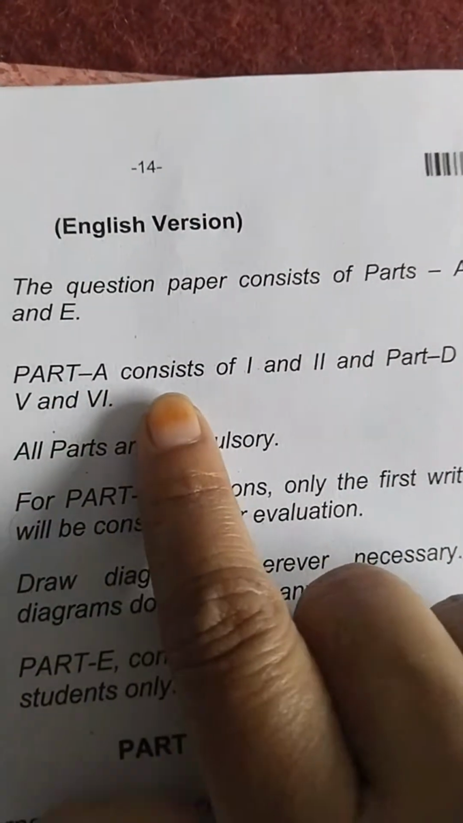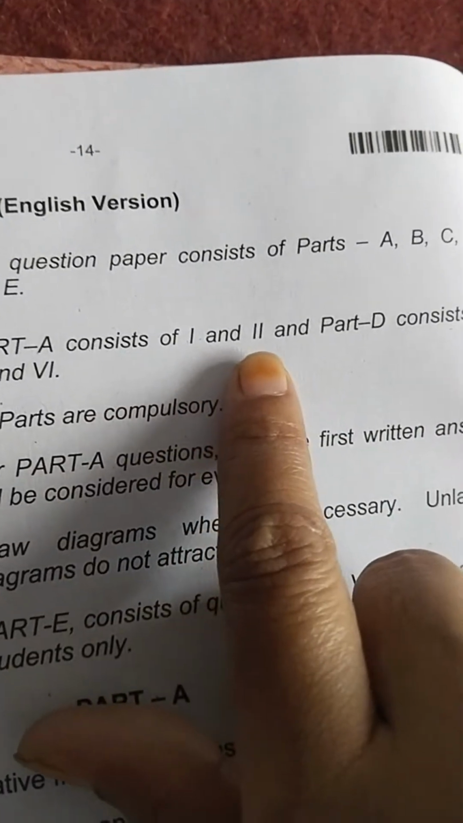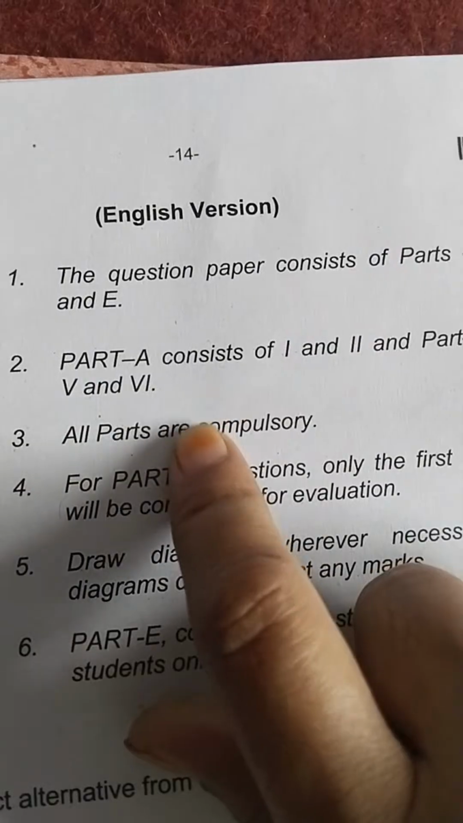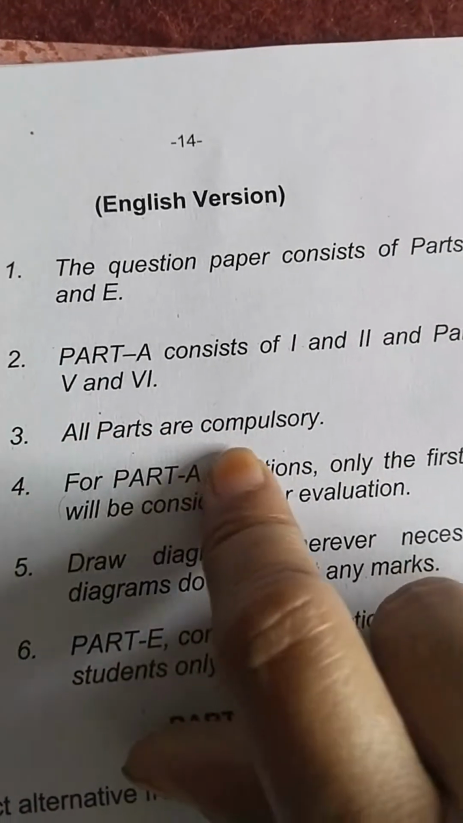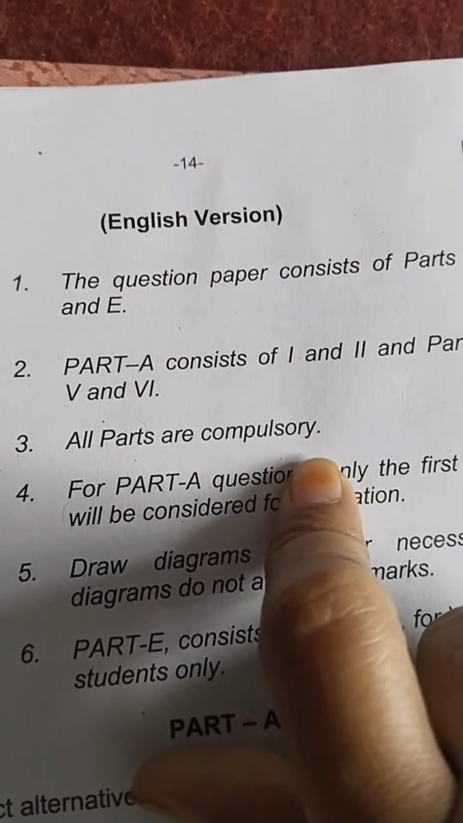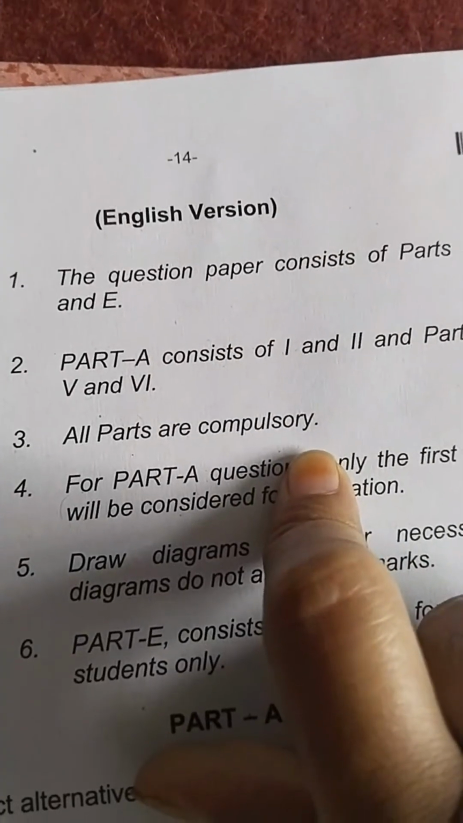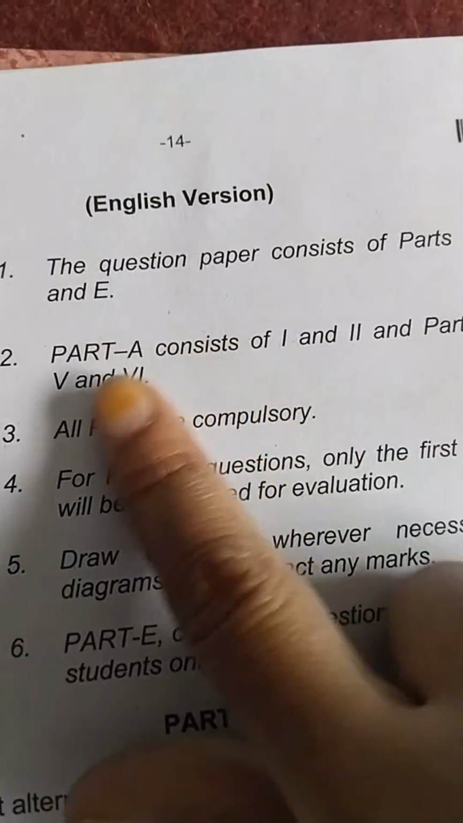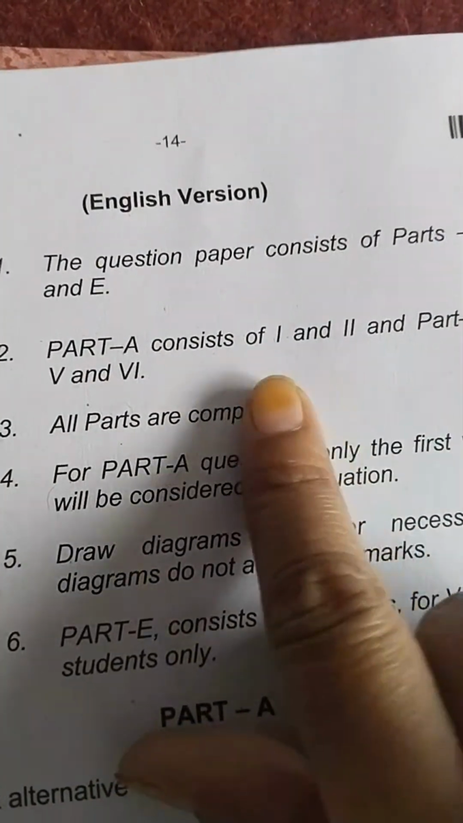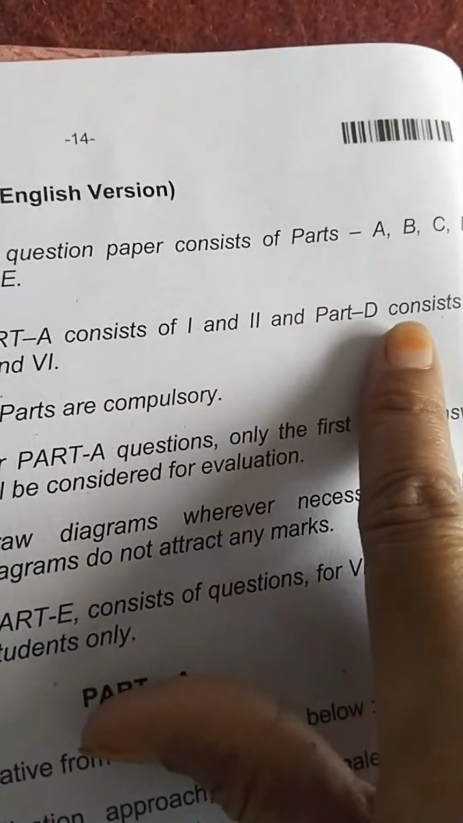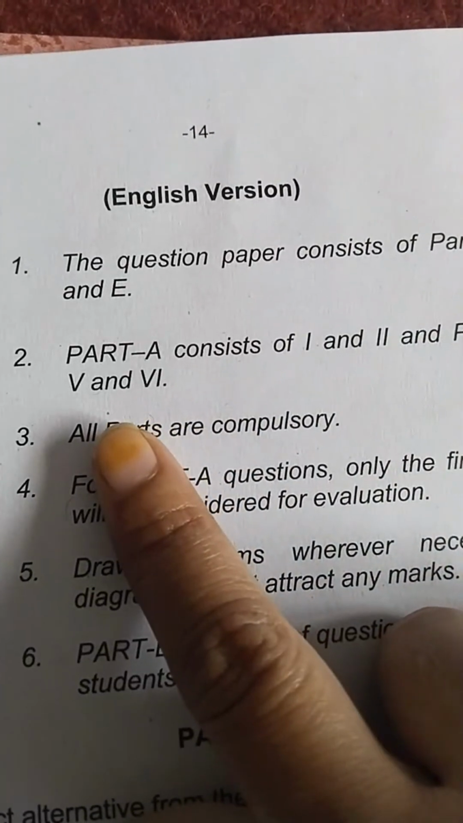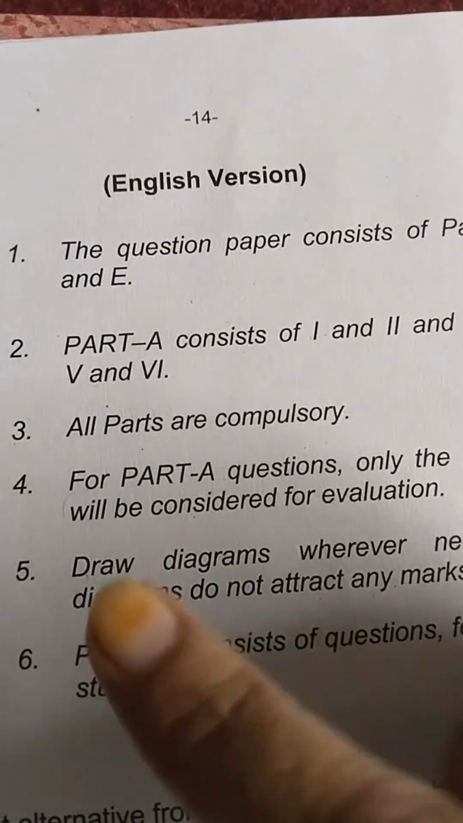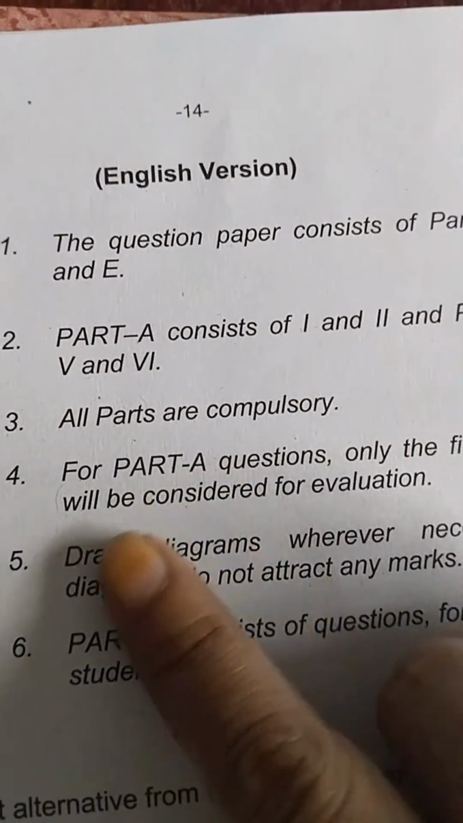Part A consists of 1 and 2 and part D consists of 5th and 6th. All parts are compulsory. We can say all parts are necessary. We can't skip any of the parts, like from part A 1 or 2 we can skip, or from part D we cannot skip the 5th 6th. All of them are mandatory or compulsory.